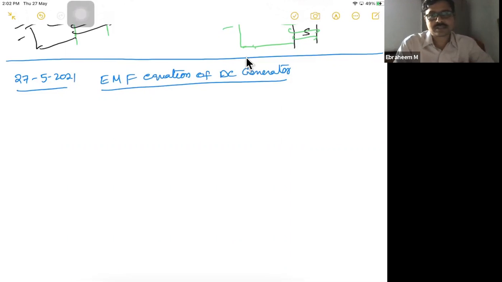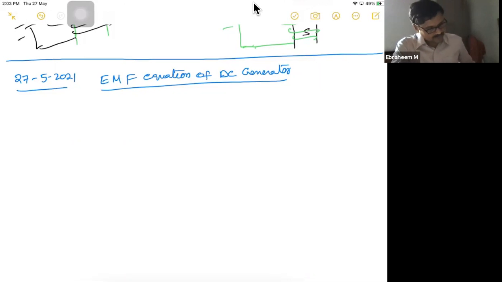First let us define certain things regarding the generator and its different parts. We have seen the different important parts of a DC generator in the previous classes, and later we have seen the function of each part of the generator.